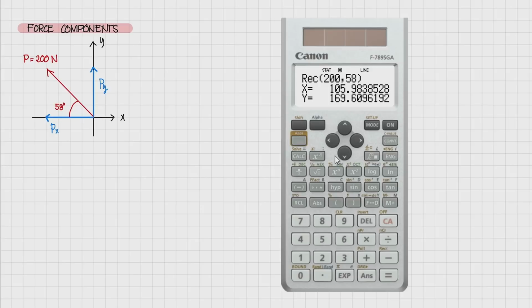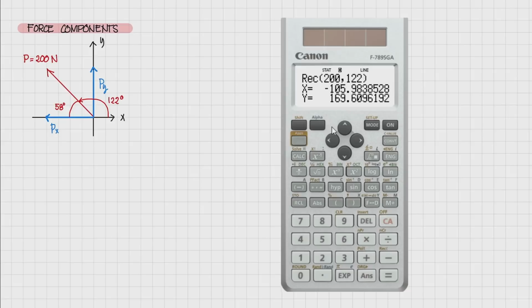Diba? So, what can we do para maging negative siya? So, yung standard way of measuring your angles, diba sabi ko, you need to measure it counterclockwise from your positive x-axis. So, ano yung magiging angle na to? It is just 180 degrees minus 58. So that's 122 degrees. So we're just going to change the angle here. Instead of 58, we're going to use 122, and then press equal again.